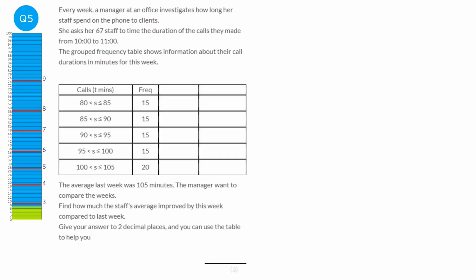So the first thing we need to do is work out the mean for the data in the table. To start, we're going to work out the midpoint of each group. We've got 80 to 85, and to find the midpoint you add the 80 and the 85 together, then divide by 2. So this will be 82.5, then 87.5, then 92.5, then 97.5, and then finally 100 plus 105 divided by 2 is 102.5.